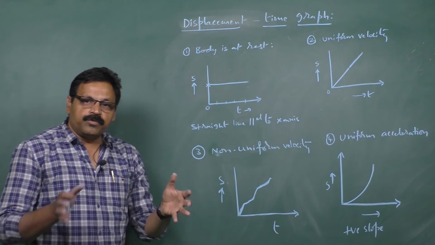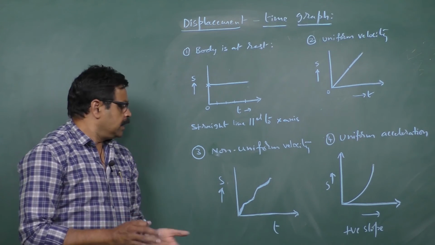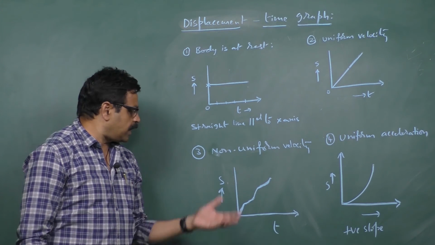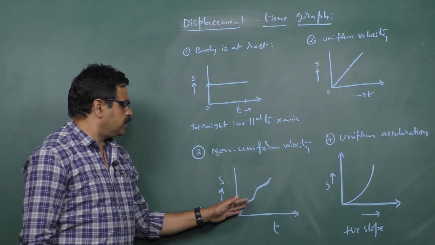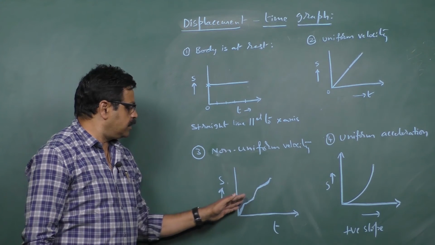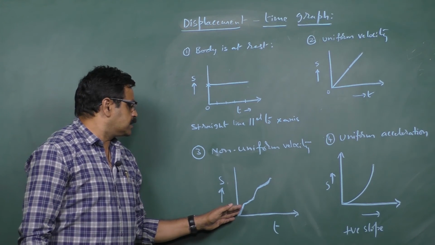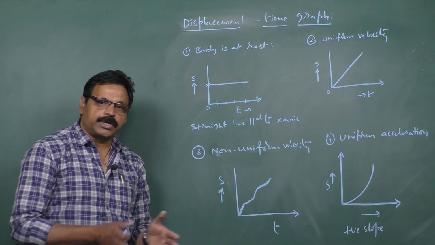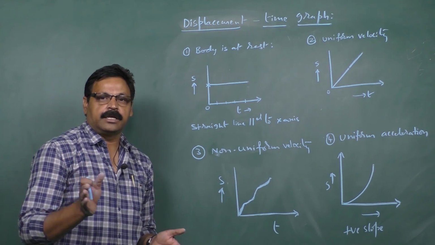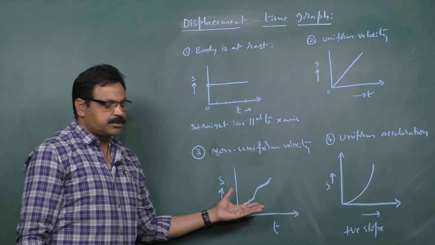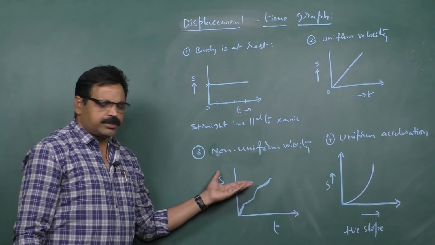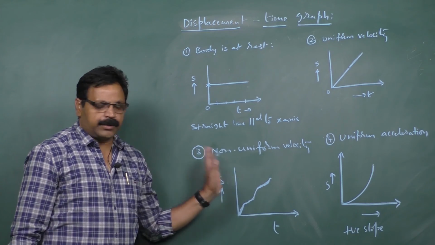Similarly, when it is moving with non-uniform velocity, it is not covering equal displacements in equal intervals of time. That is the reason it is going to be an irregular graph, and it is covering different displacements in different intervals of time. That's the reason you cannot have a proper straight line right from the beginning, and it is going to be irregular, but displacement will be either positive or negative.